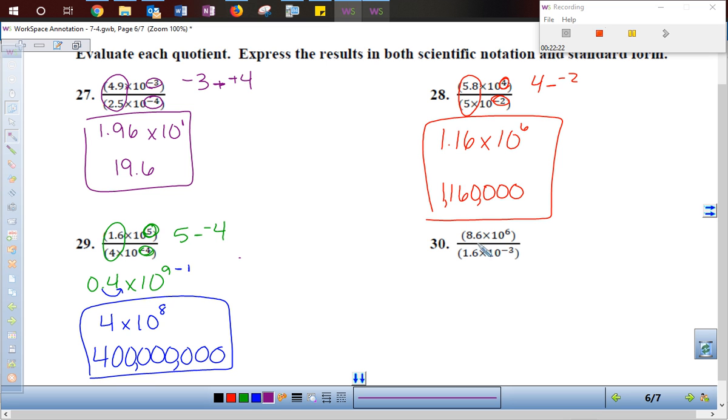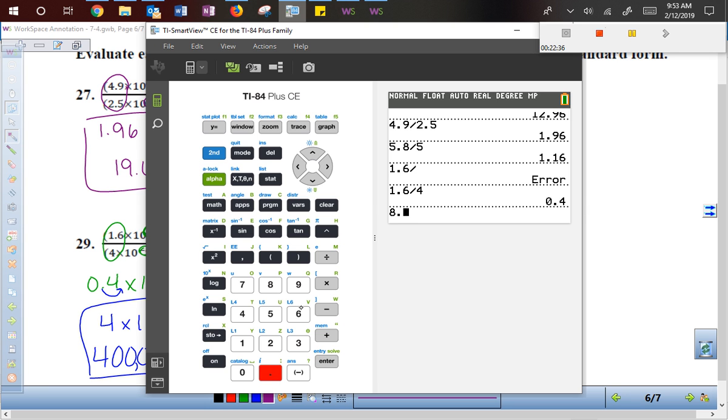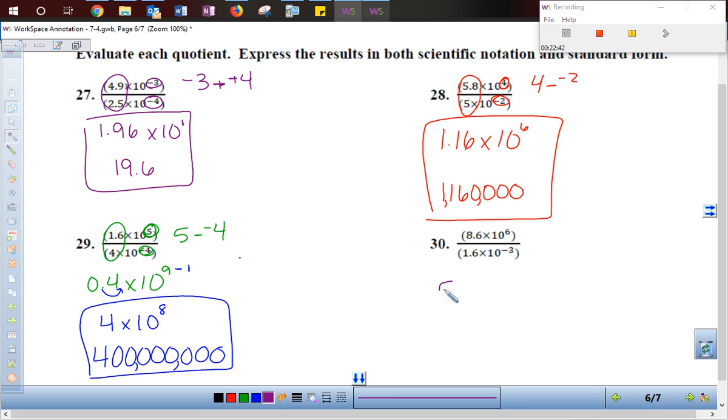On 30, I have 8.6 times 10 to the 6th over 1.6 times 10 to the negative 3rd. So I want to divide these two guys right here. So I'm going to take that 8.6 divided by 1.6, and I'm going to get 5.375. Then that's going to be times 10, and 6 minus negative 3 will give me a positive 9.